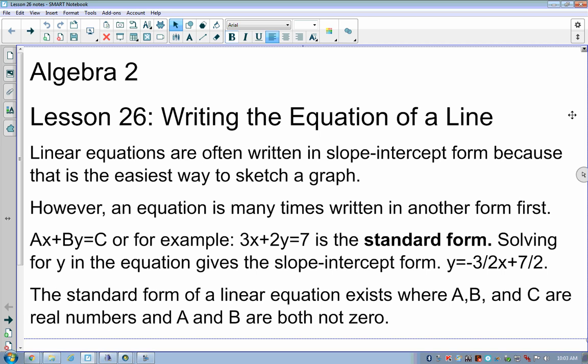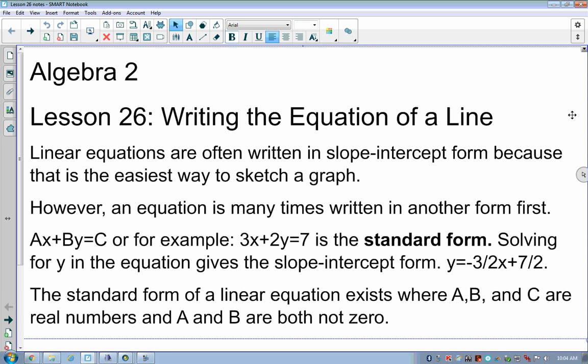Sometimes it's written as ax plus by equals c, meaning that we have a coefficient in front of the x plus or minus a coefficient in front of the y equals a constant. So where you would see 3x plus 2y equals 7, that's what we call standard form, where my x and my y are both on the left-hand side of the equation.